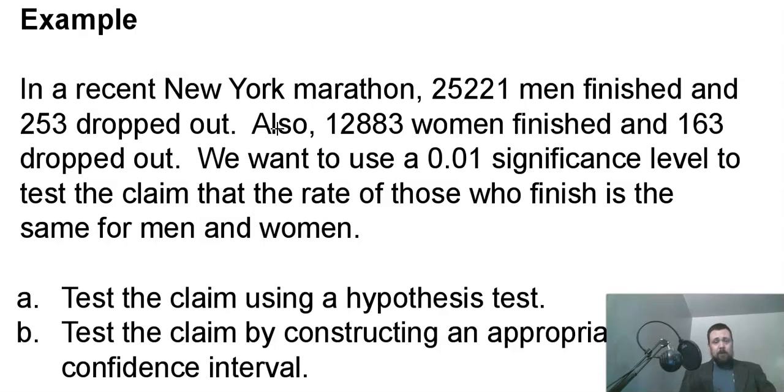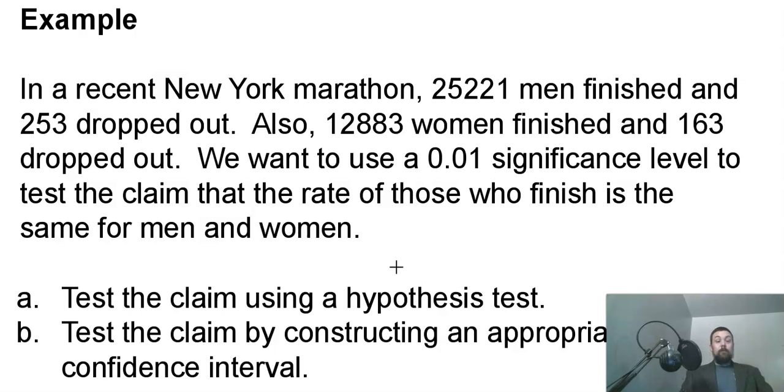Also, 12,883 women finished, and 163 dropped out. We want to use a 0.01 significance level to test the claim that the rate of those who finish is the same for men and women. All right, so part A, test the claim using a hypothesis test. Part B, test the claim by constructing an appropriate confidence interval. So here they're not telling us what confidence level to use. We have to determine what would be appropriate in this case, unlike the last one where we were told what to do.